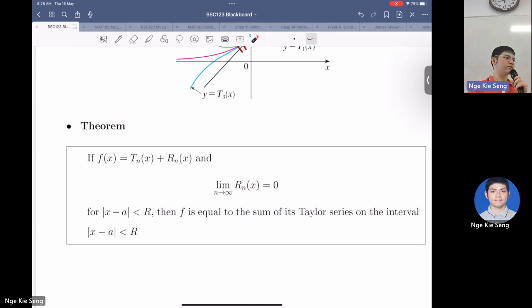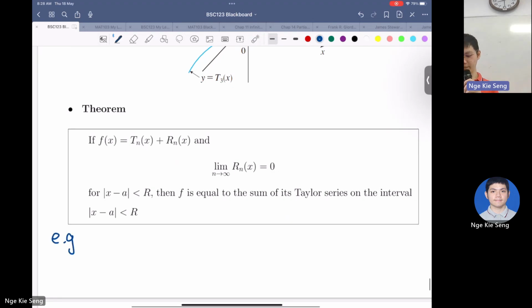How do you subtract the series from your original function? Why not? Tn is just a finite polynomial. So you just take one function minus a finite polynomial, and you get another function. How do I know the difference? Okay, let me show you.